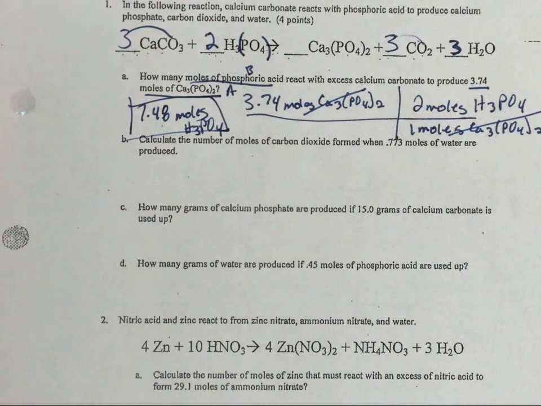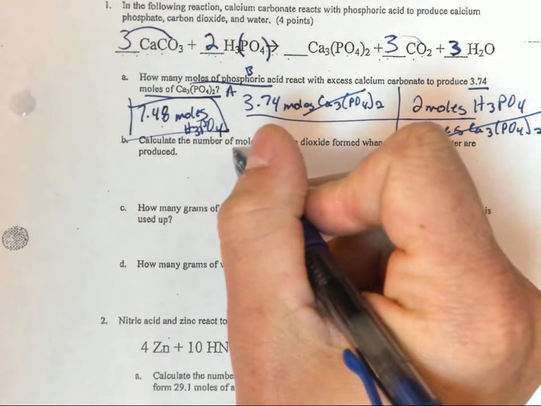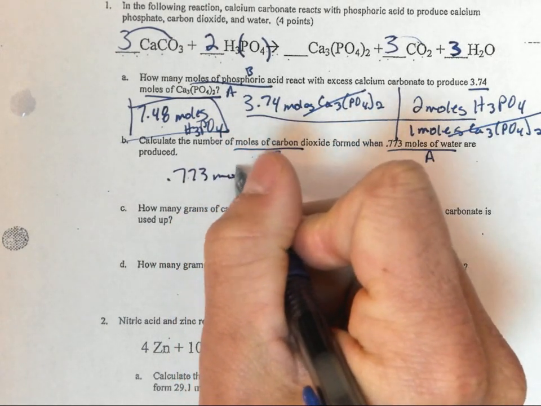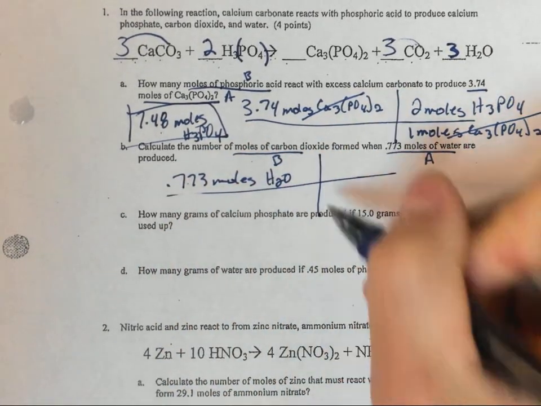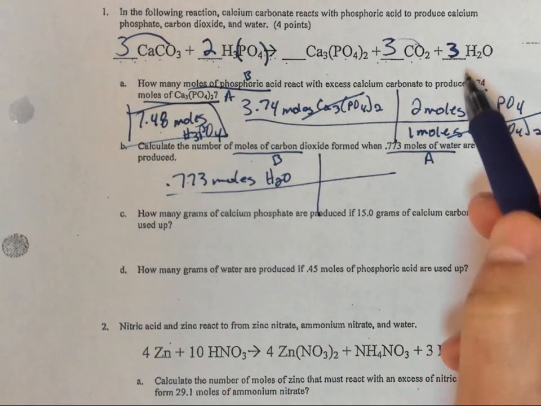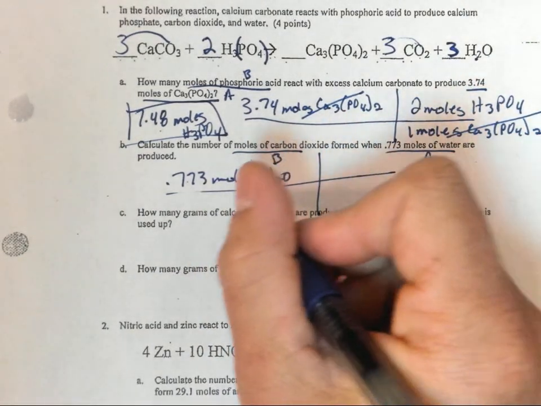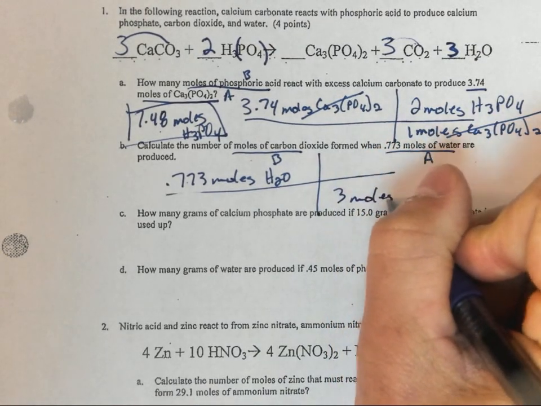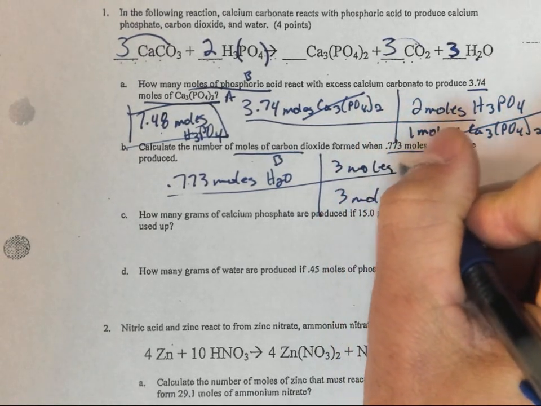We're going to do the same thing with the next one. We're going mole to mole, so we're going to use the mole ratio. So moles of water is our A, moles of carbon dioxide is our B, 7.73 moles H2O. And we refer back to our balanced reaction. So for every 3 moles of water, we have 3 moles of carbon dioxide. Moles of water is on the top, so we're going to do the opposite of it. So 3 moles of water is going to go on the bottom, to 3 moles CO2.